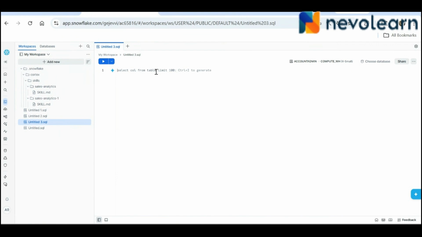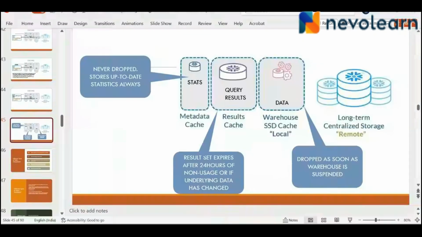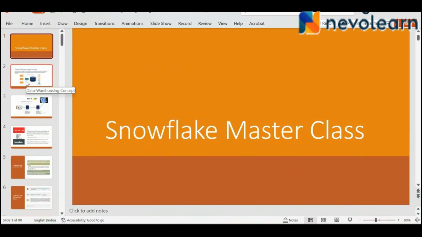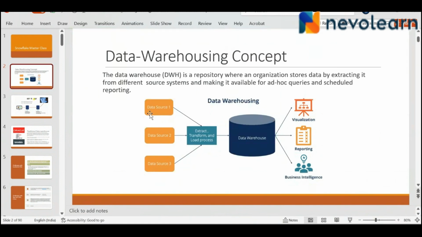First of all, what is Snowflake? Okay. Snowflake is nothing but a data warehouse, right? So what is a data warehouse? A data warehouse is a single repository where we get data from different source systems, right? We gather all the data from the different source systems. That's what we call a data warehouse. It is the single place where we get the data from different sources.